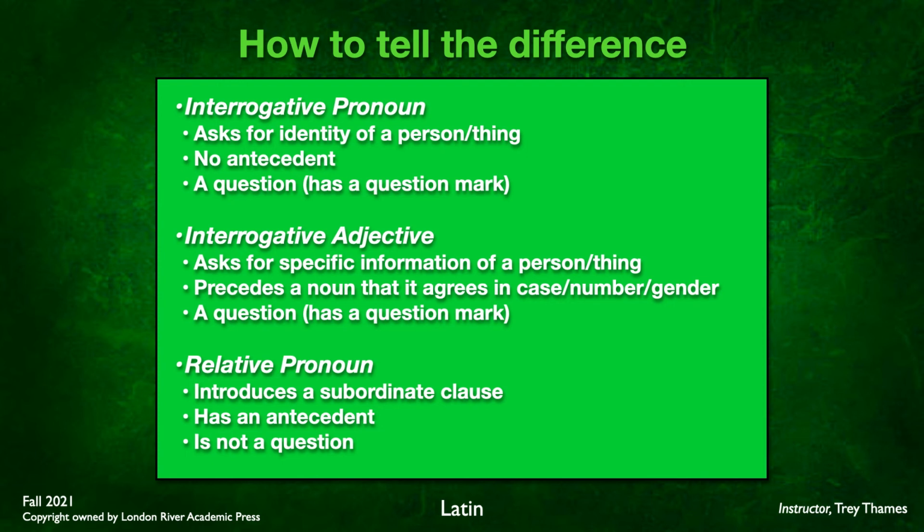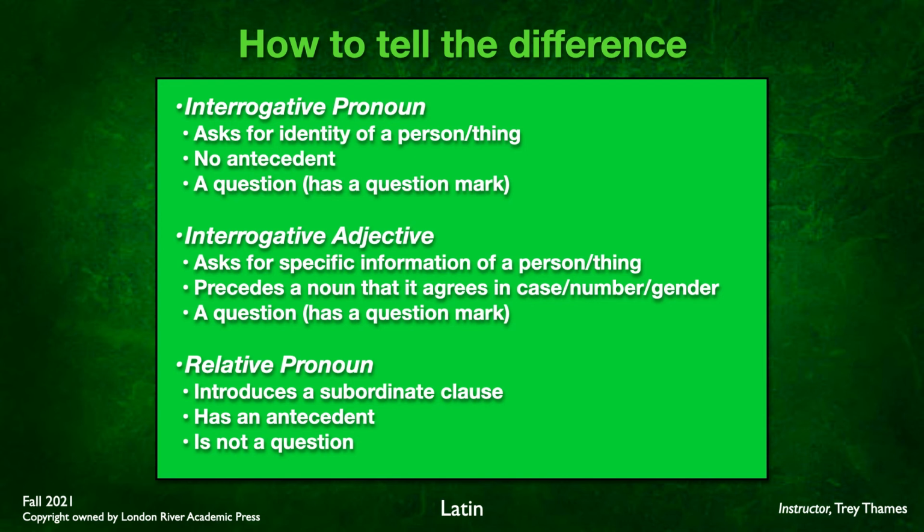You can see in the second one here, interrogative adjective. It's also asking for specific information of a person or thing. So it's also asking. Notice that third bullet point, it has a question. So if you see a question mark, it's interrogative of some kind, either a pronoun or adjective. The other key thing about an interrogative adjective is that it precedes a noun that it agrees with in case, number, and gender. So because it's an adjective, like all adjectives, it's going to be attached to another word that's in the same case, number, and gender that it's describing.